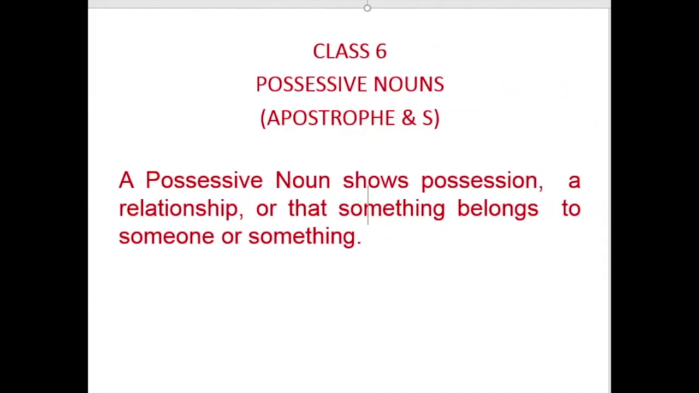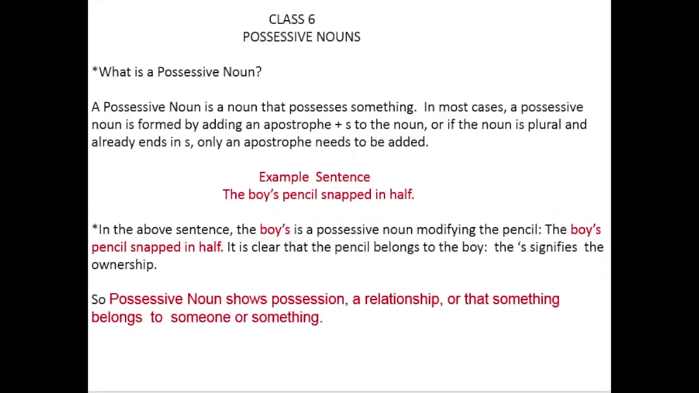Class 6. Possessive nouns. Apostrophe and S. A possessive noun shows possession, a relationship, or that something belongs to someone or something. What is a possessive noun? A possessive noun is a noun that possesses something.